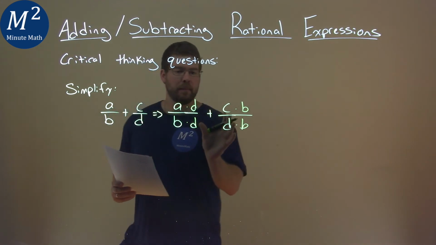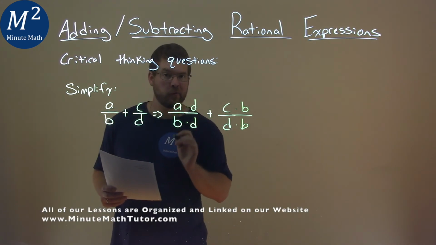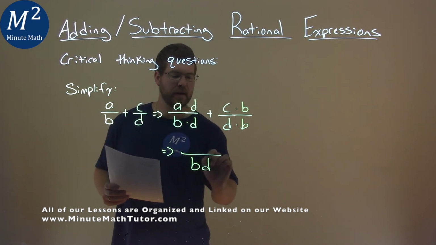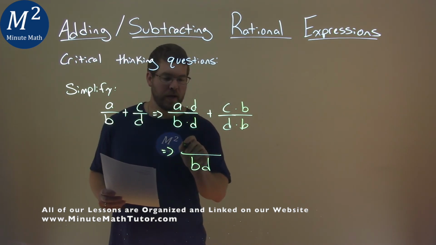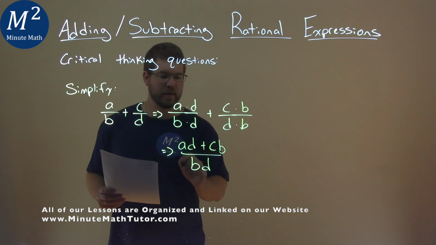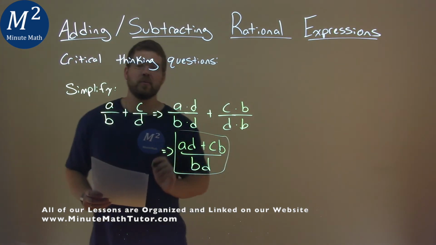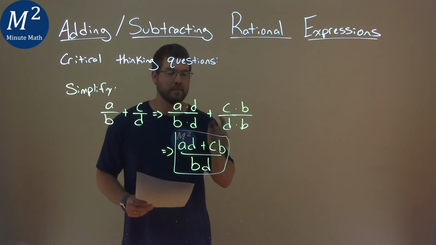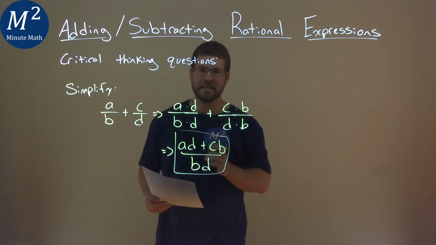Now we can combine these as one big fraction. We have b times d in the denominator. In the numerator, we have a times d plus c times b, and that's it. Not too bad, but we simplified, and our final answer here is ad plus cb over bd.